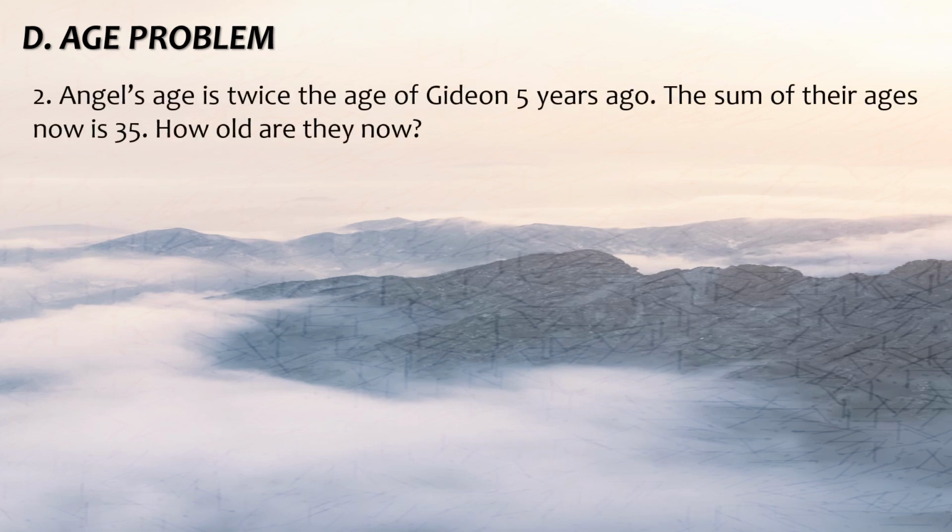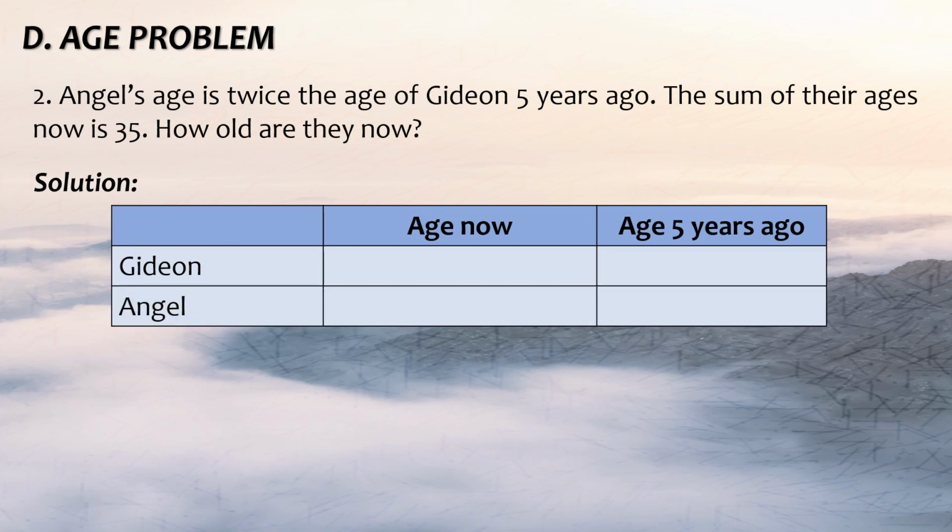Another example, Angel's age is twice the age of Gideon 5 years ago. The sum of their ages now is 35. How old are they now? So, gamitin ulit natin yung tabular form. We have the ages of Gideon and Angel now and 5 years ago. Let us represent Gideon's age now as the variable x. 5 years ago, therefore, that will become x minus 5.